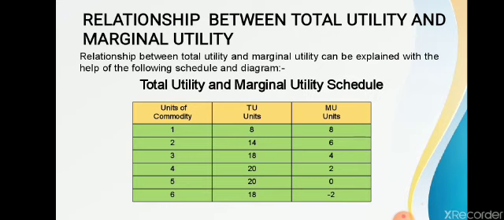Now when the consumer consumes the 5th unit of commodity, his total utility is 20, but his marginal utility becomes 0. When he consumes the 6th unit, his marginal utility becomes negative, that is minus 2, and his total utility goes on diminishing.